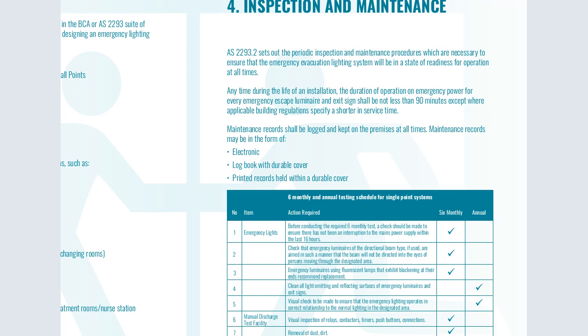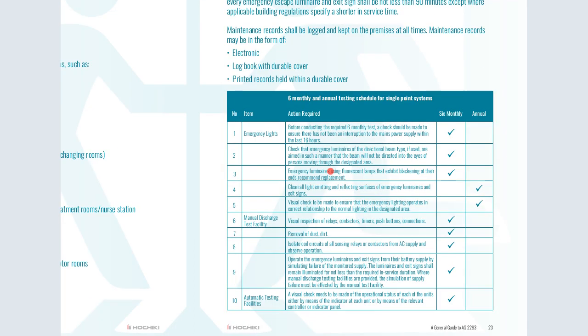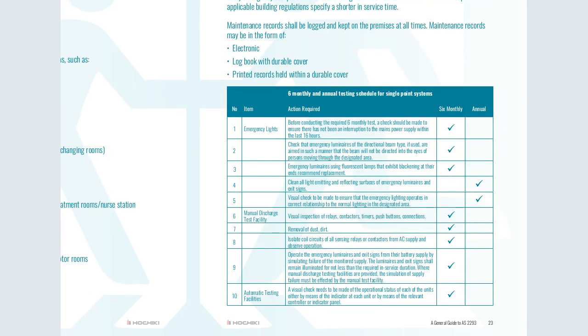luminaire and exit sign shall be not less than 90 minutes, except when applicable in building regulations. So maintenance records shall be logged and kept on the premises at all times. Maintenance records may be in the form of an electronic logbook, durable cover, or printed. So that is now after installation. Then the 6 monthly and manual testing schedule.